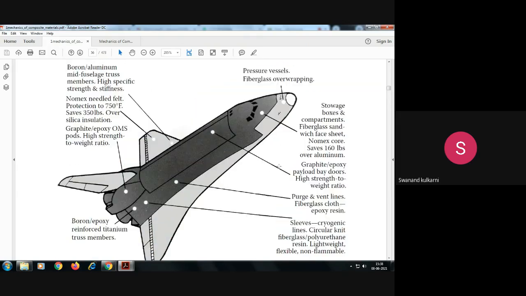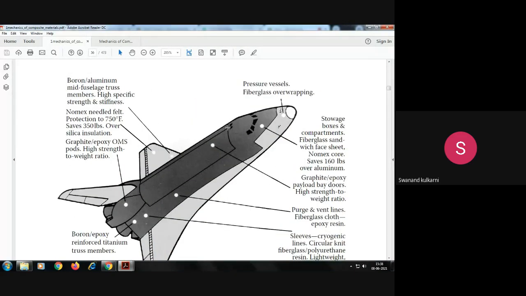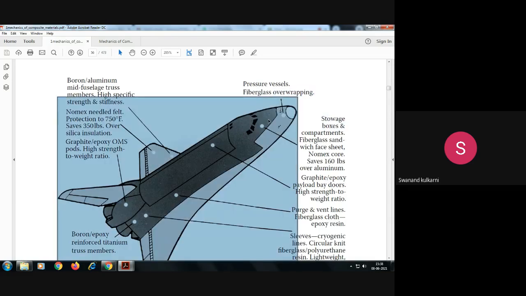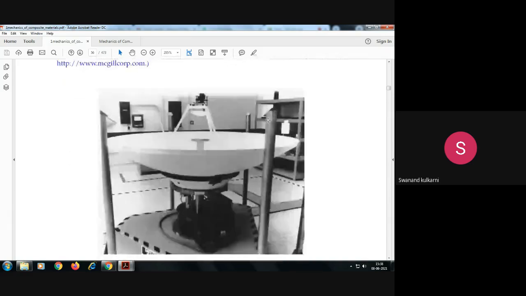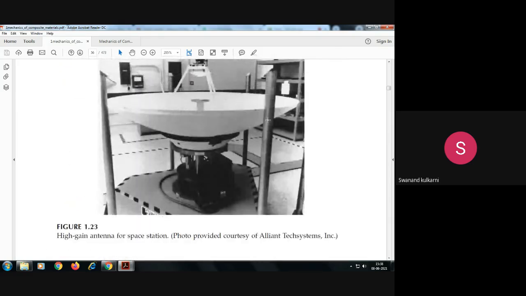Means as already stated, these composites do not form the core part of the engine, but whatever the structural or secondary portion, that is largely manufactured with the help of composite materials. So fiberglass sandwich face sheets are shown here. Is it okay? Then pressure vessel fiberglass overlapping is shown here. Means you can see here how many applications composites possess in this space shuttle system.